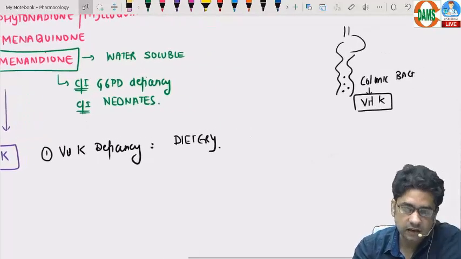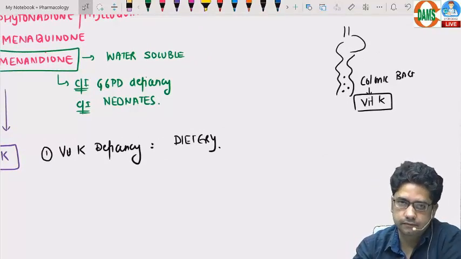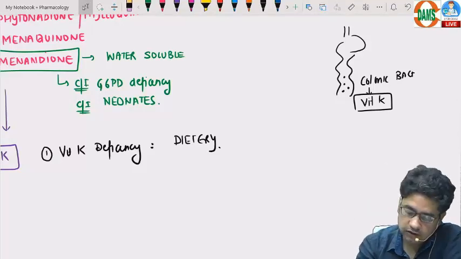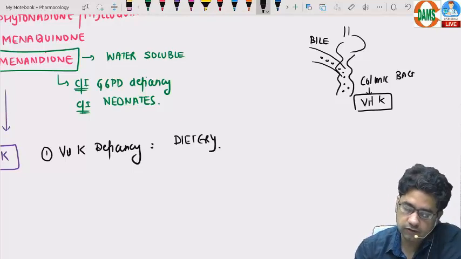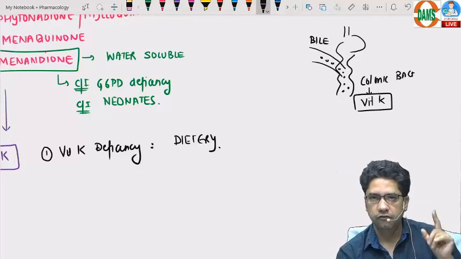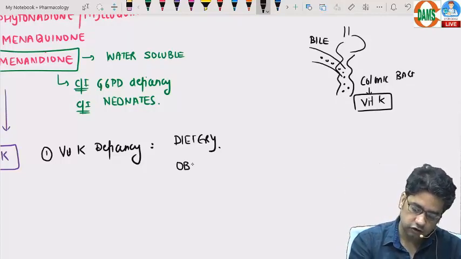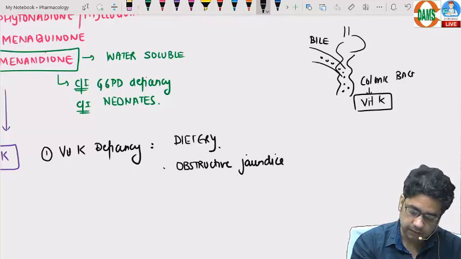The GIT bacteria make vitamin K for us. We know that vitamin K is a fat soluble vitamin. So this fat soluble vitamin requires what? It requires bile. Don't draw this diagram, because for absorption of any fatty molecule you require bile. First cause of vitamin K deficiency is obstructive jaundice. Can you tell me why obstructive jaundice? Why will obstructive jaundice cause vitamin K deficiency?